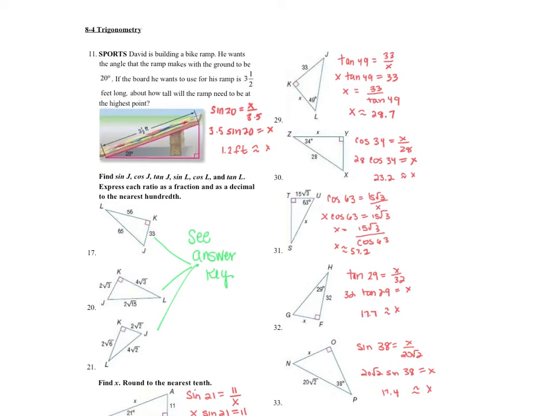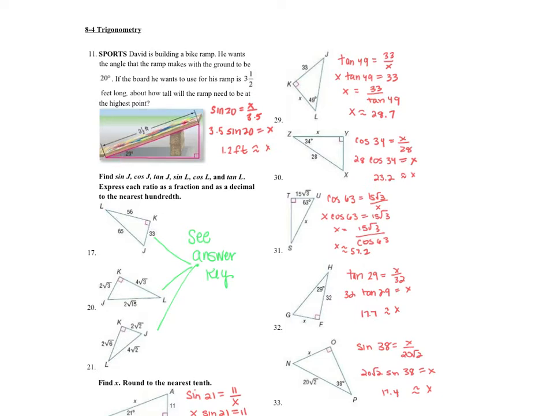All right, so we're going to go over the answer key for section 8.4, which is page 573 in your booklet, in your textbook. All right, if we look at the first one here, number 11 that we were assigned, David is building a bike ramp. He wants the angle that the ramp makes with the ground to be 20 degrees right here.